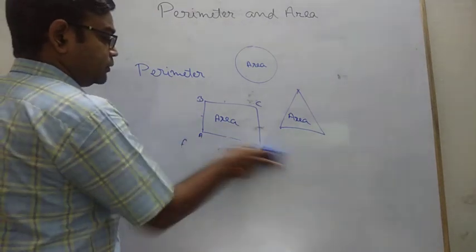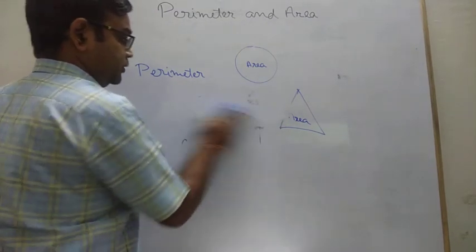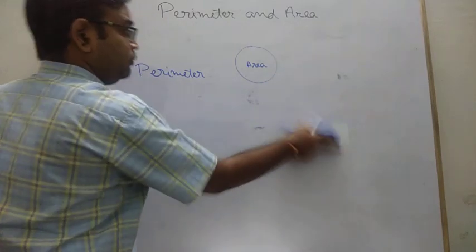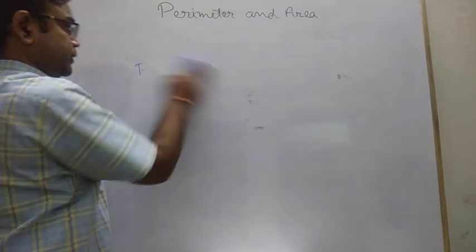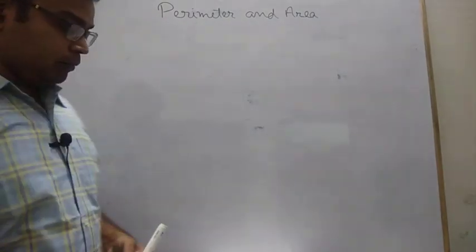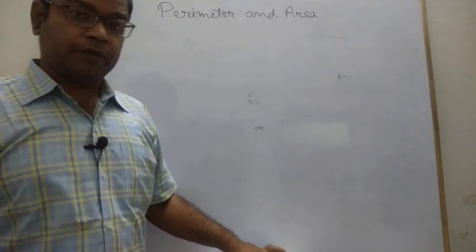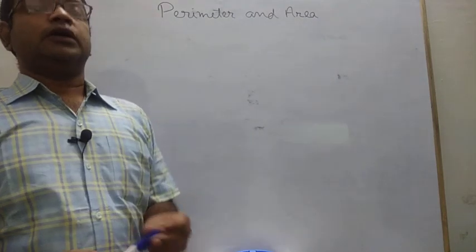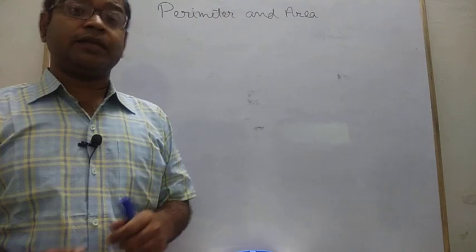Now, depending upon some observations and some calculation, we have some formulas for finding the perimeter and how to find the area of some geometrical figures.